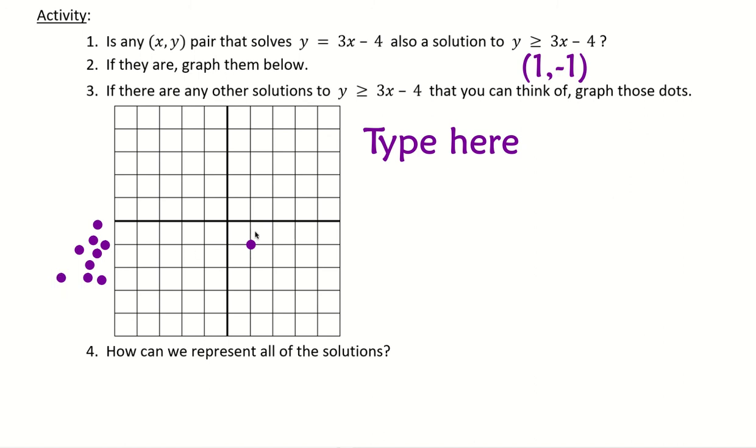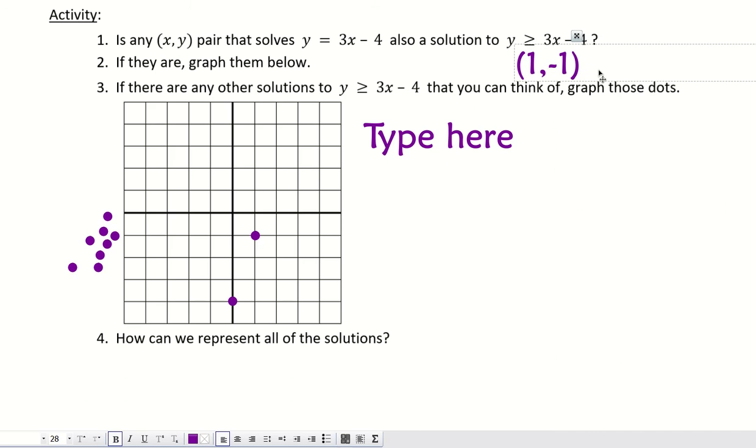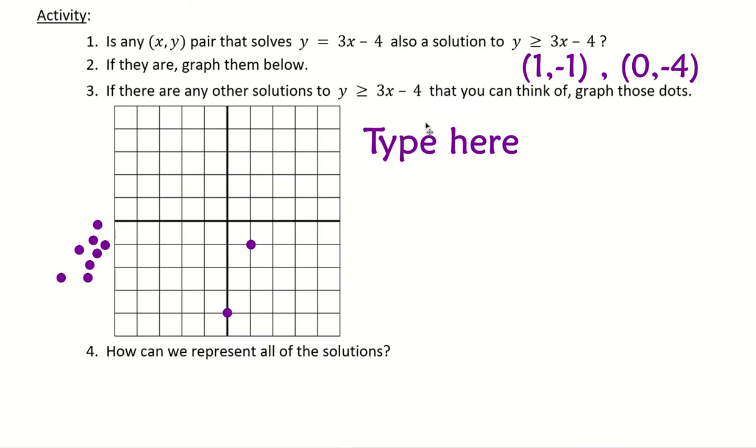So another one, how about 0? What if you let x equal 0? 0 comma what would be a solution? 3 times 0 is 0, of course, and then minus 4 would be negative 4. So 0 comma negative 4 would be a solution. Feel free to write these down. 0 comma negative 4.